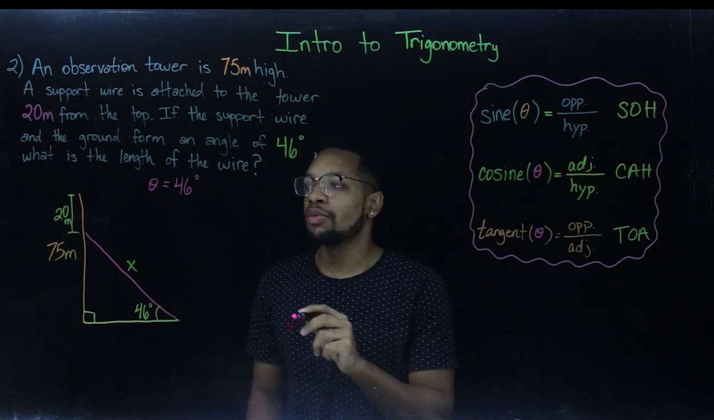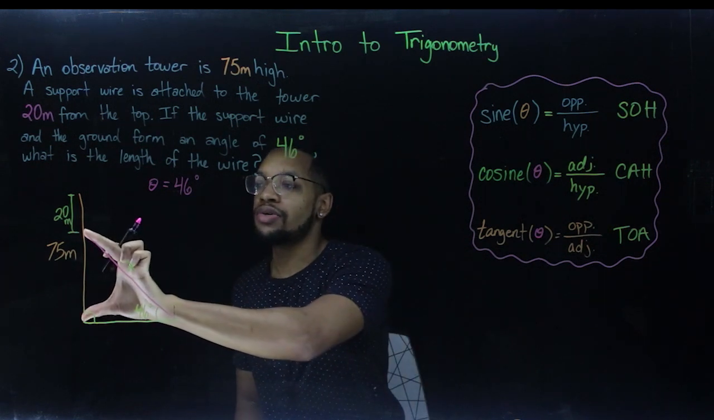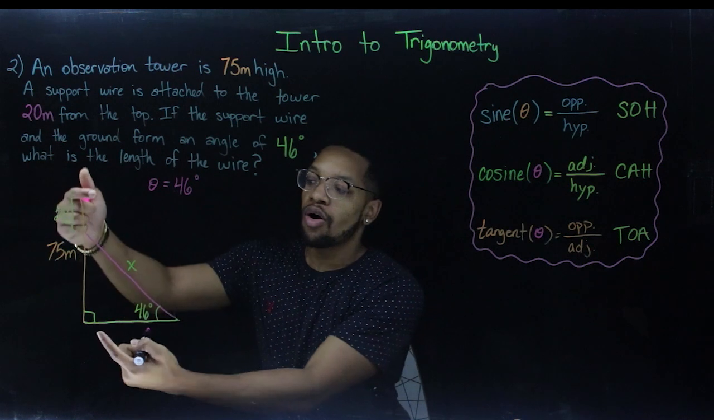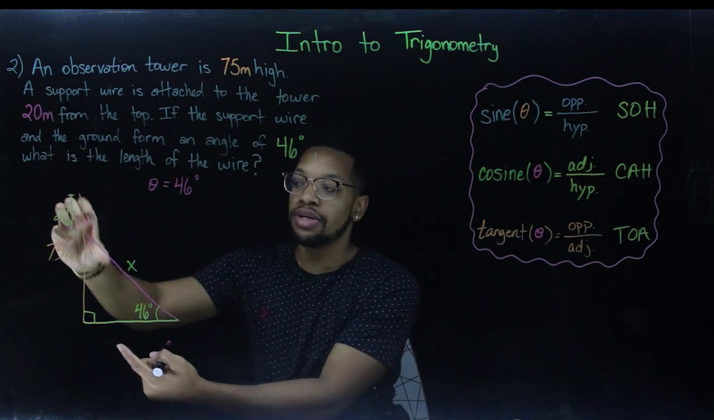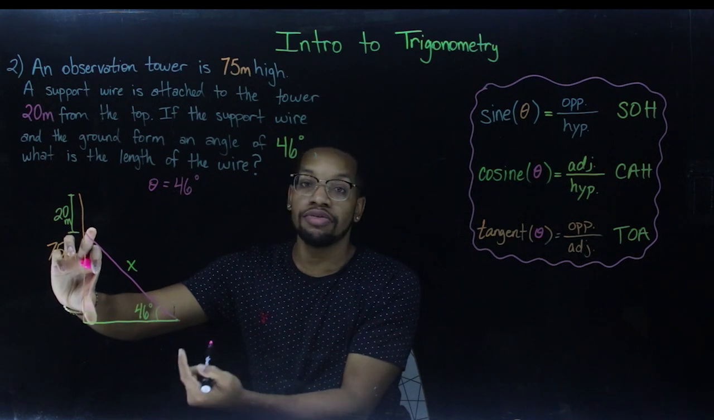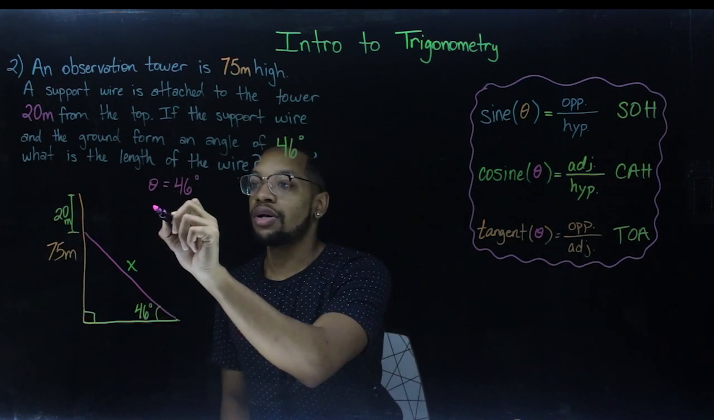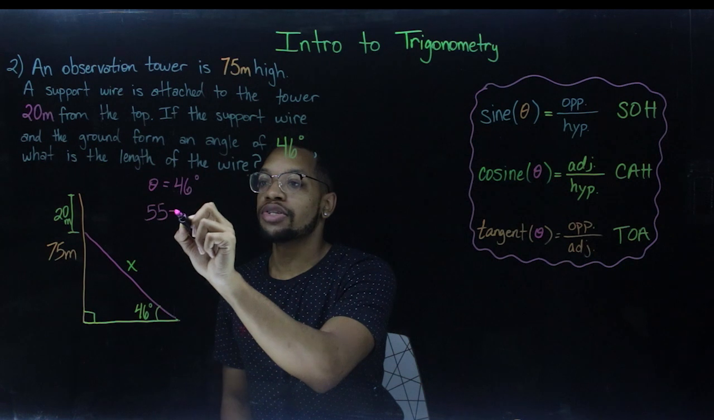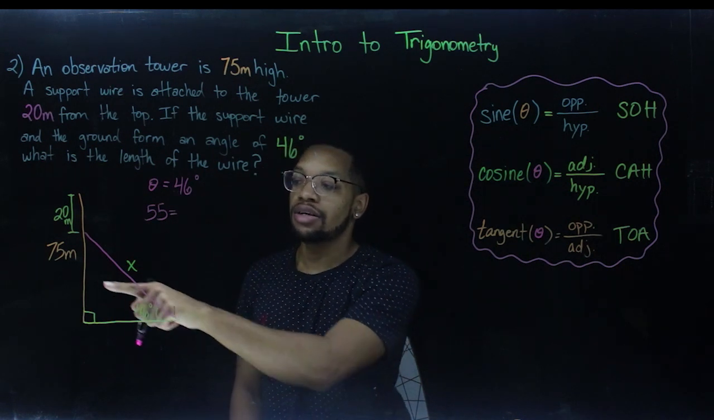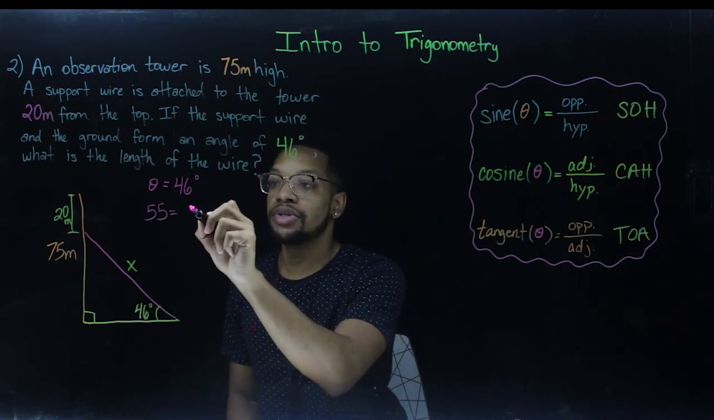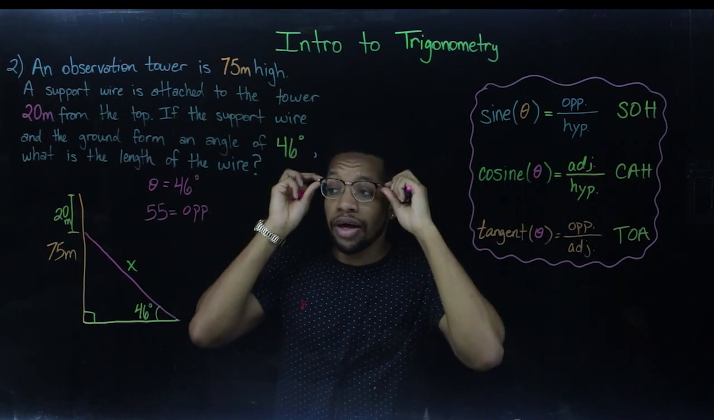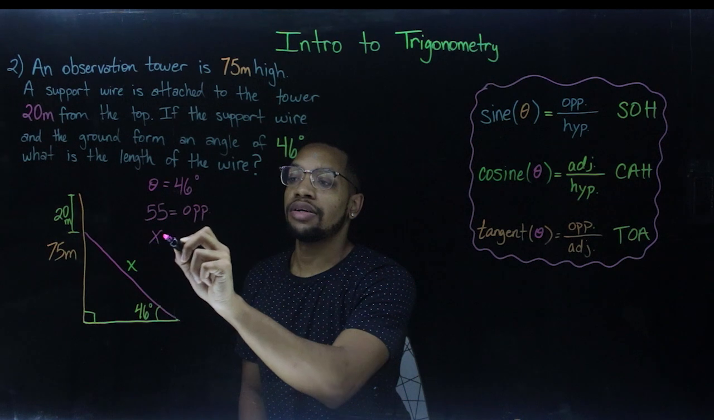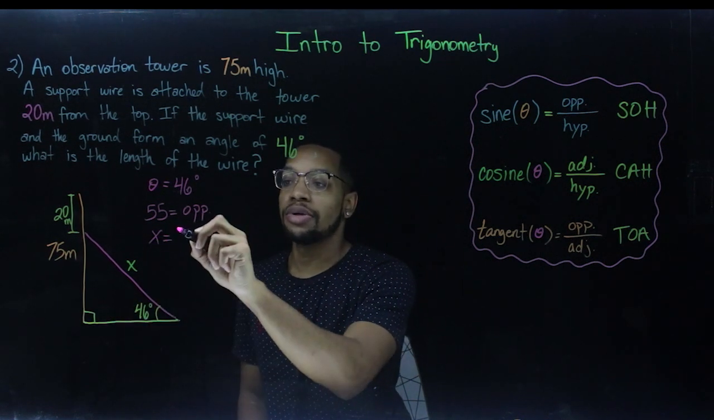And then what do we have? This side of our triangle, which if the whole thing is 75 and we're taking off 20, then that means this part right here is going to be 55. So our 55 meter side is going to act as our opposite because it's across from theta, like we said. And then the X, which is what we're trying to find, is across from the right angle. So that's going to be the hypotenuse.